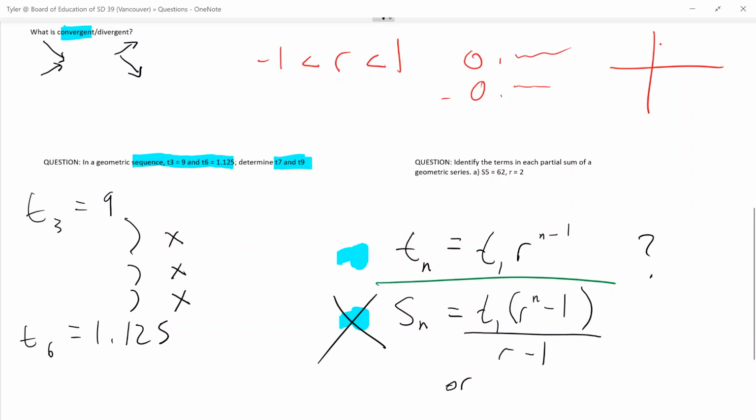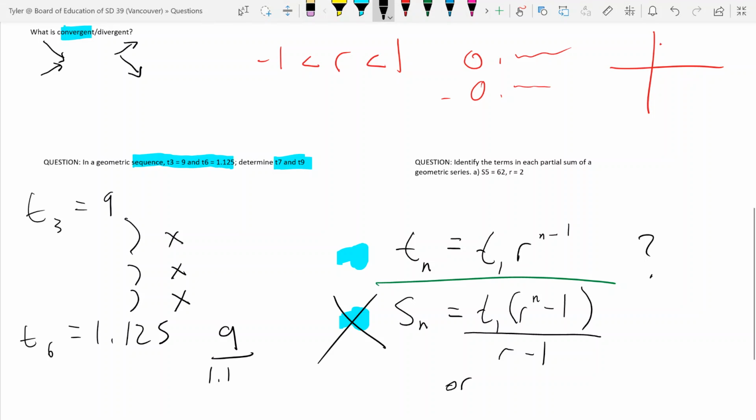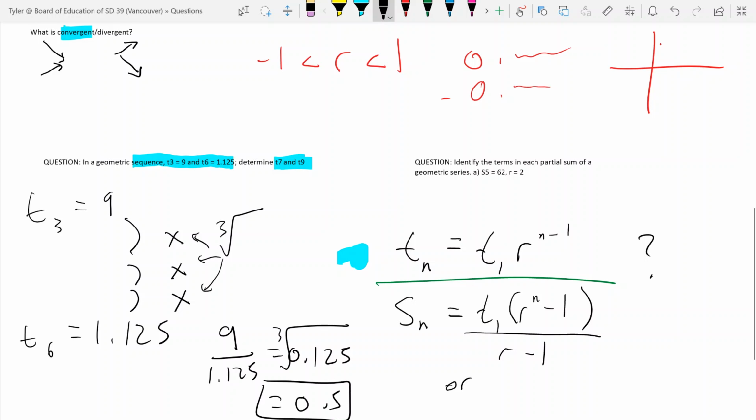So I did 9 divided by 1.125, okay? And it gave me 0.125. So that's what it was multiplied by. But now what we have to do is we have to cube root it to find out what each term would be. So when I cube root that, I get 0.5. So that's going to be my R value. That's what it was multiplied by.